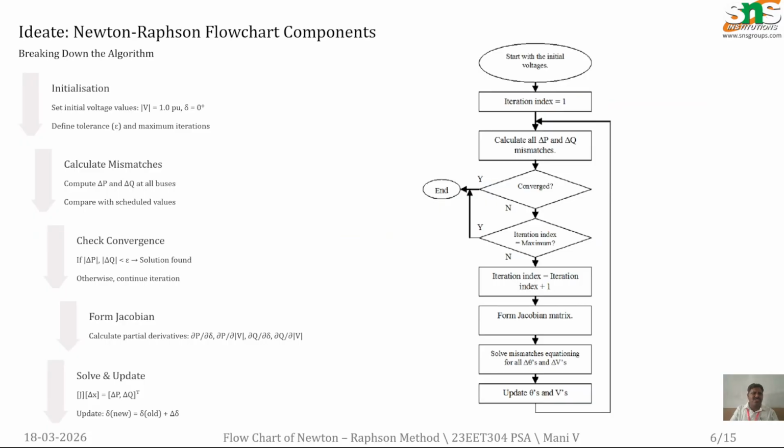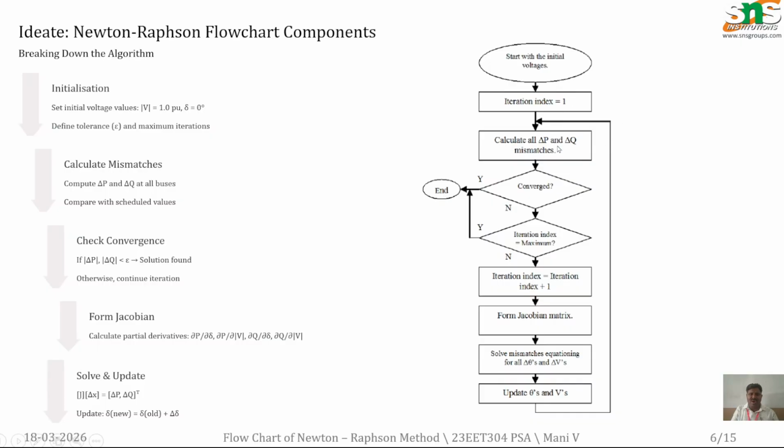So in the ideate stage, in the flowchart components, initially we have to start with the initial voltage. In the Newton-Raphson method, the bus data and line data are given. From this bus data and line data, we have to form the bus admittance matrix. Then, as the second step, we have to assume the initial voltages as 1 per unit. Once the voltage is assumed, we go for the iteration index. We go for the first iteration.